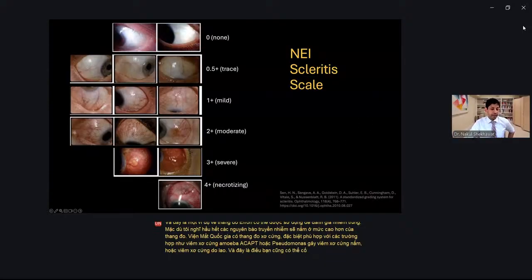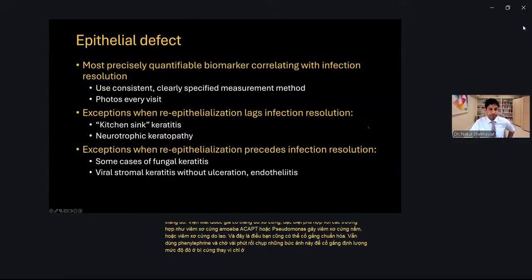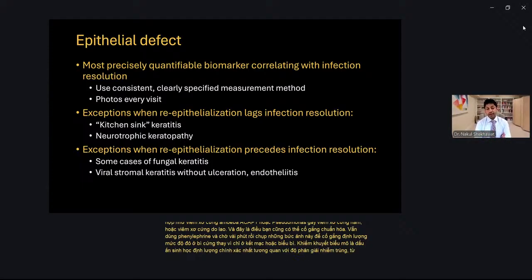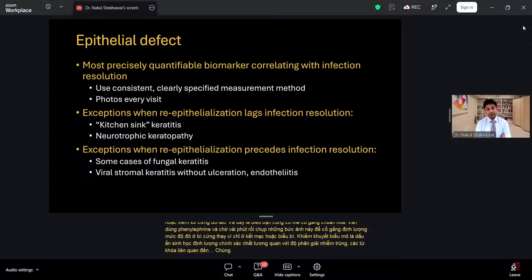And here you would instill phenylephrine and wait a few minutes and then take these photographs to try to quantify how much redness there is in the sclera itself instead of just the conjunctiva or episclera. The epithelial defect is the most precisely quantifiable biomarker correlating with infection resolution. We urge you to use consistent, clearly specified measurement methods for the epithelial defect.